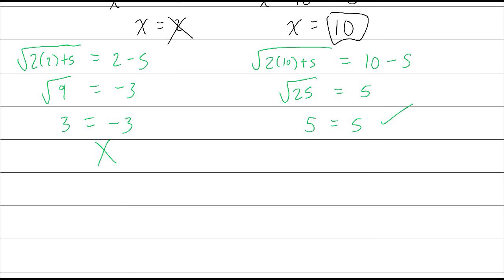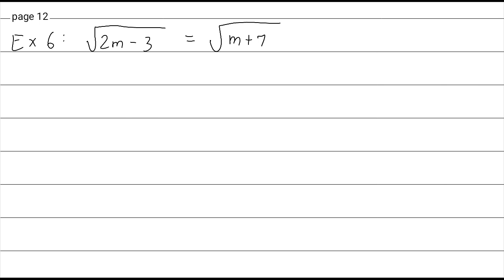All right, so now let's get to the really ugly ones. So example 6. Square root of 2m minus 3 equals the square root of m plus 7 minus 2. All right. So for this one, the best you can do is get one of the radicals by itself first, which is what I did already, right? I have the square root of 2m minus 3 by itself already. I'm going to go ahead and square both sides.